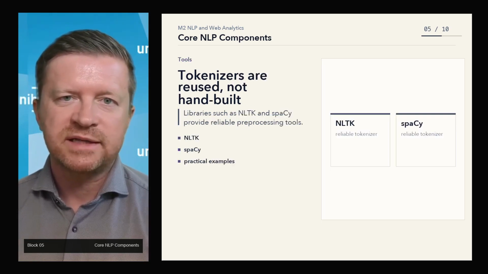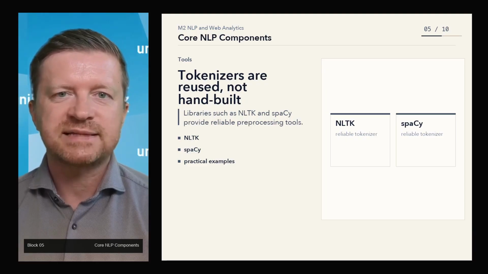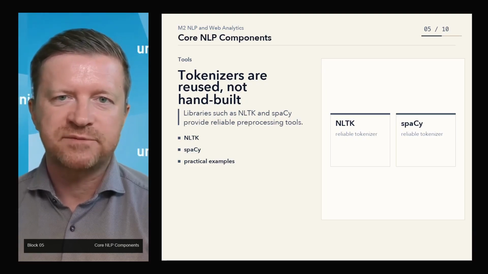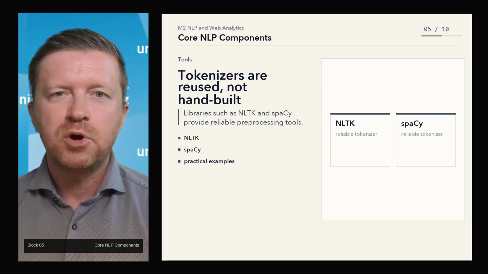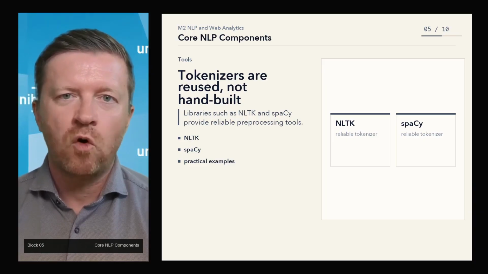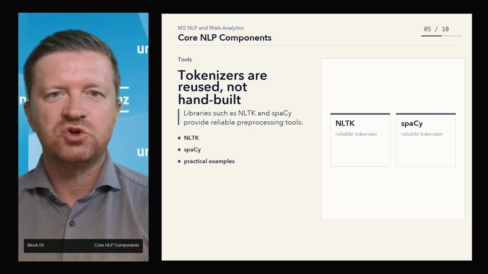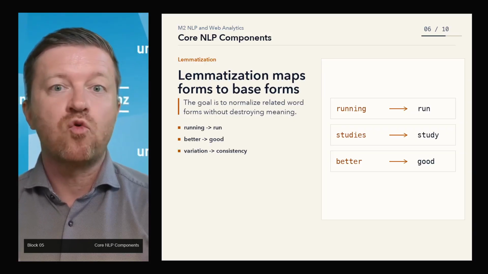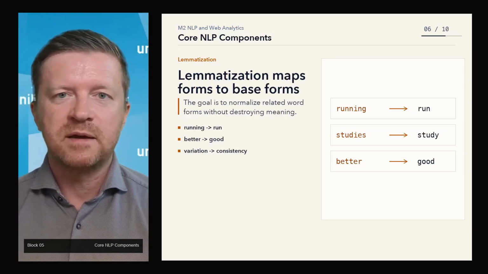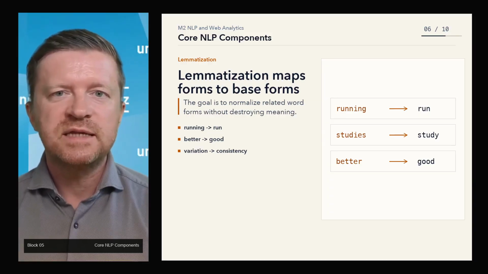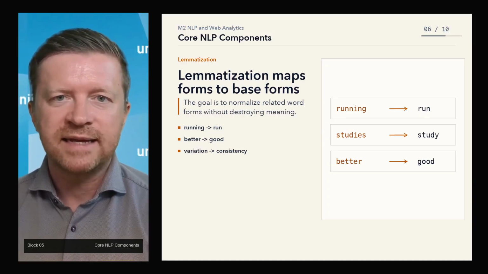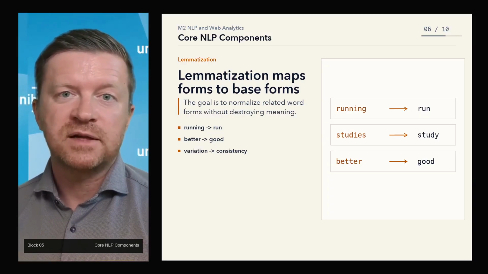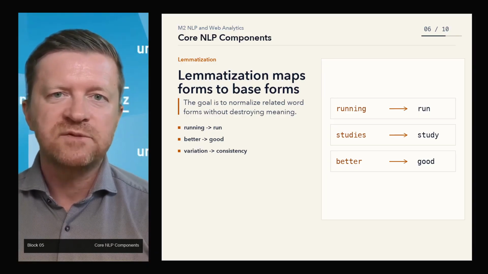The second component is lemmatization. Lemmatization reduces a word to its base form, called its lemma. The purpose is to normalize related forms of the same word so they can be treated consistently. For example, running becomes run. The word better becomes good. This is different from simply cutting off endings. A proper lemmatizer tries to return a meaningful base form.